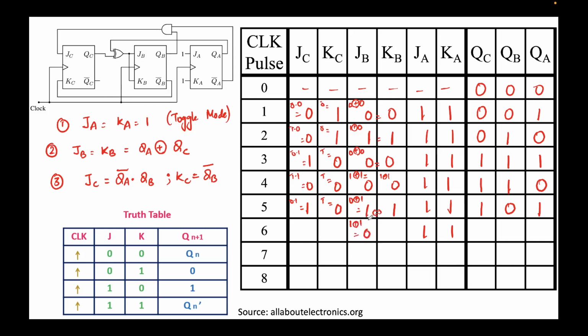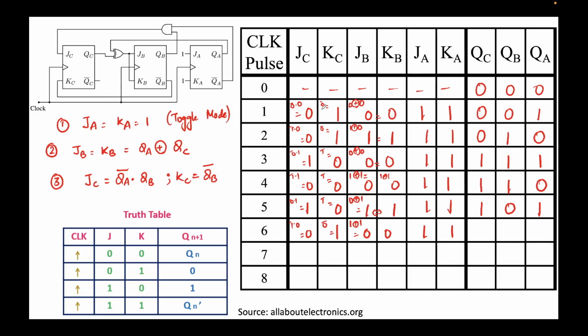XOR gate gives high when only exactly one input is high. Here both are high, so output will be 0. This means this will also be 0 because JB is equal to KB. But JC, QA bar times QB. QA bar times QB, 1 bar dot 0. This will turn out to be 0. KC is QB bar. QB bar is 0 bar, which will turn out to be 1.